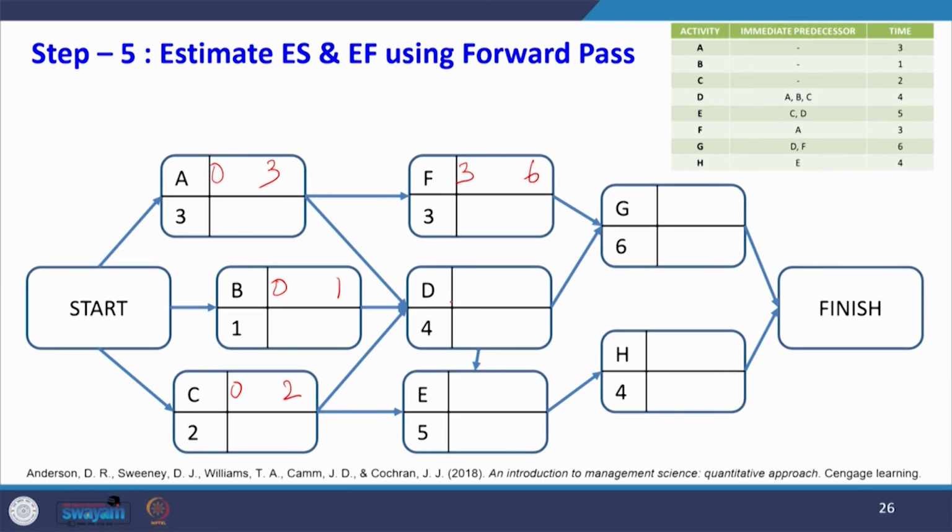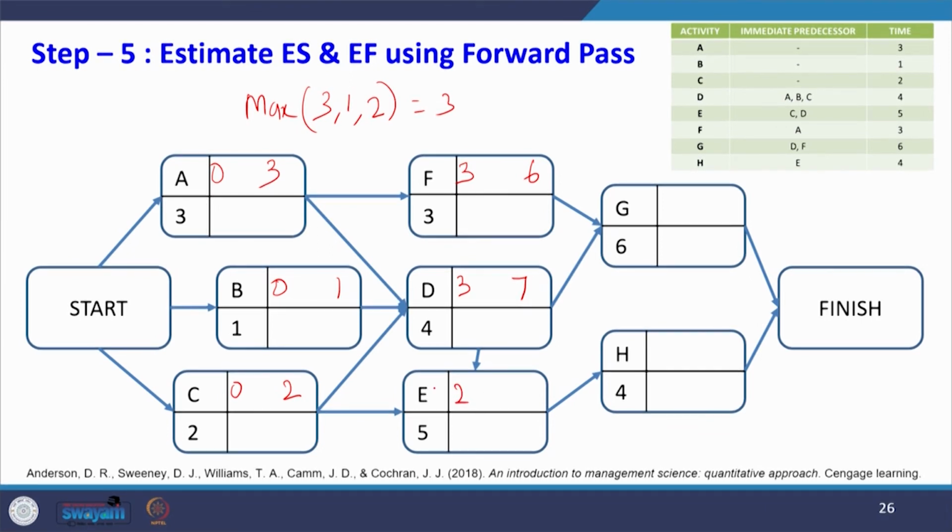Now, you see for activity D. For activity D, there are 3 earliest finish times. What are they? For activity A it is 3, for activity B it is 1, for activity C it is 2. So, we have to find out the maximum of 3, 1, 2 in the forward pass. The maximum is 3. So, 3 will be the earliest start time for activity D. So, 3 plus 4 it is 7. So, here it is 2 plus 5.